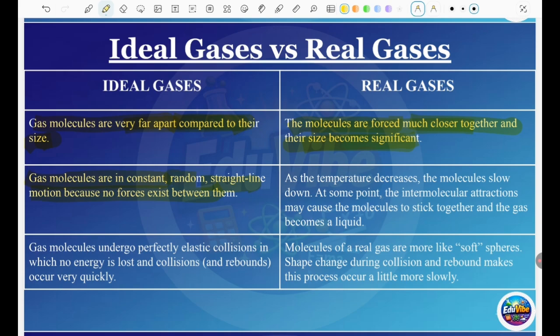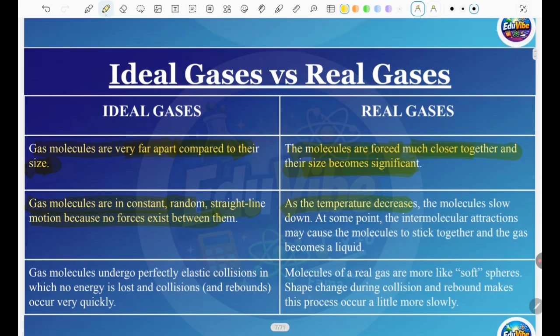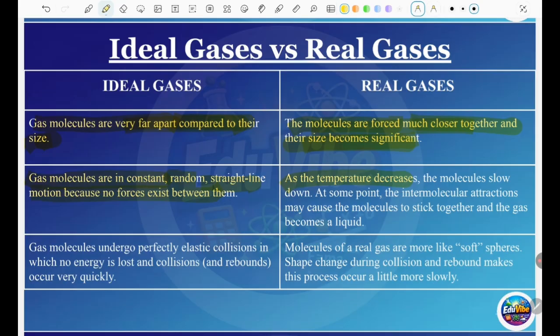But in real gases, if you decrease the temperature, the molecules slow down. Molecule movement is high at high temperatures, but in real gases at decreased temperatures they slow down. At some point, the intermolecular forces may cause the molecules to stick together, and slowly they become liquid. So they go from gas to liquid.